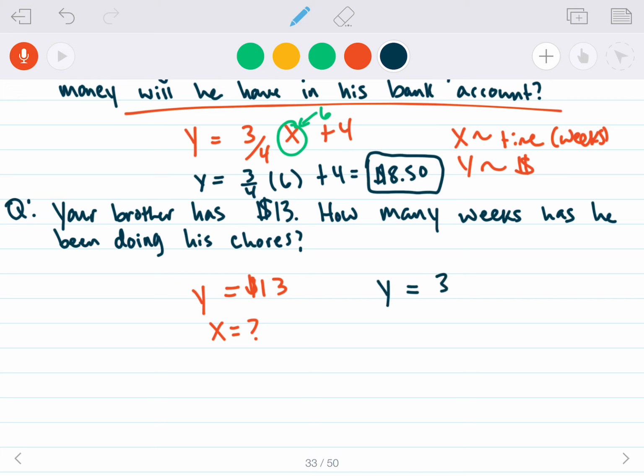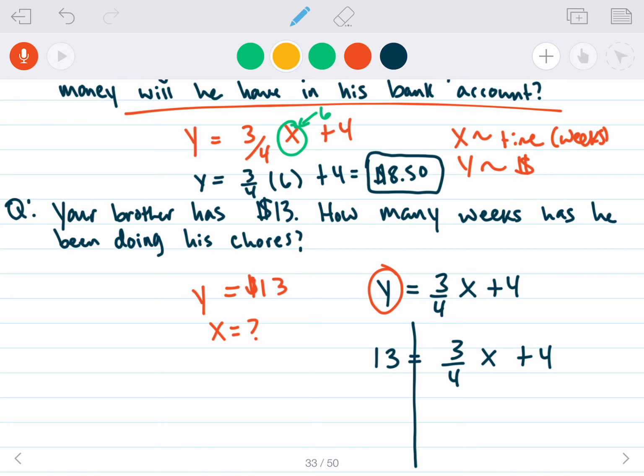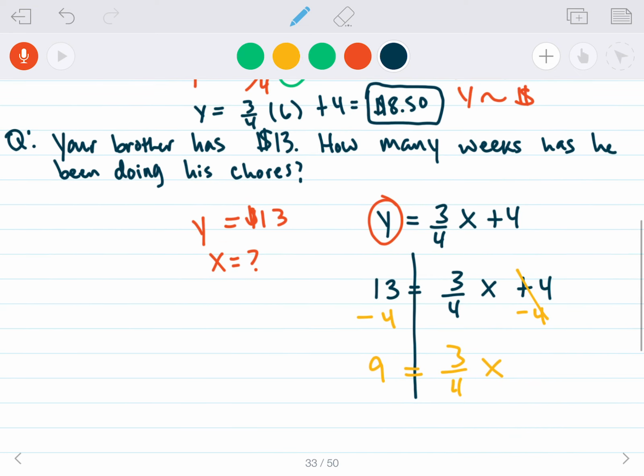So we have y equals 3/4 x plus 4. We're plugging in 13 for y, and we're solving for x. So we have 13 equals 3/4 x plus 4. If I solve for x, I can first subtract 4 from both sides, and we get 9 equals 3/4 x. And now to get rid of that 3/4, I can multiply both sides by 4/3, and I should get my x this way.